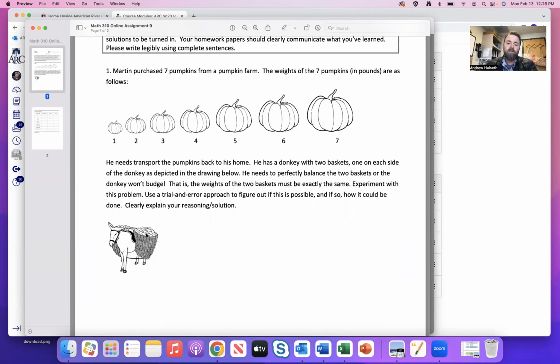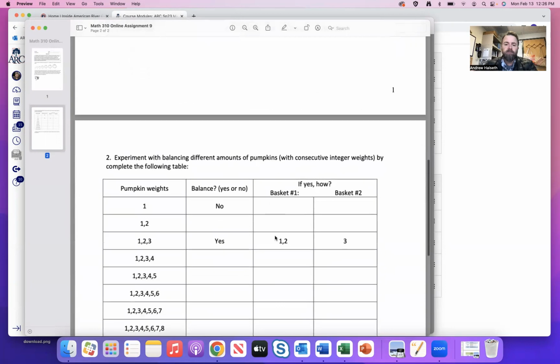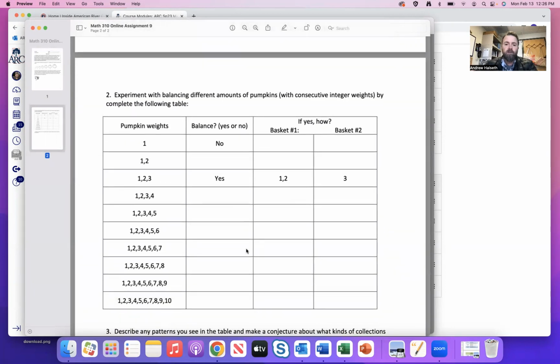Can you put some on one side and some on the other, so that the weights are equal? And if so, explain how you did it. If not, explain why you cannot do it. Once you've experimented with that one, you can put that one here, right? So now, the one you just did is this example, 1 through 7.